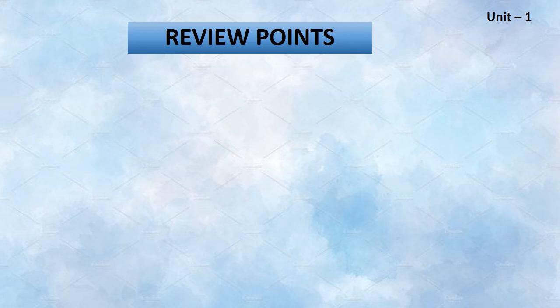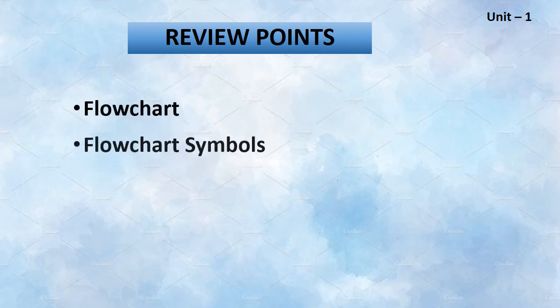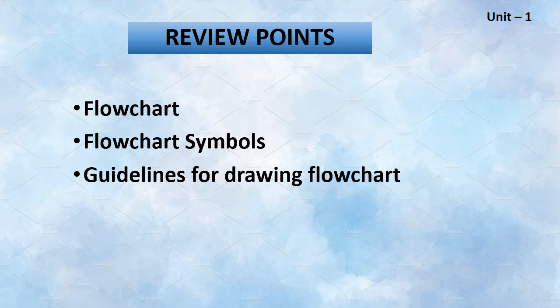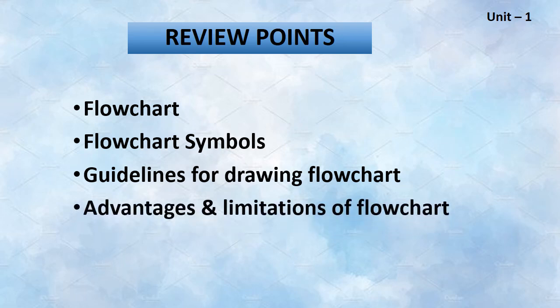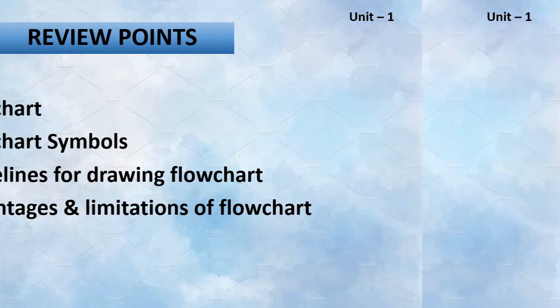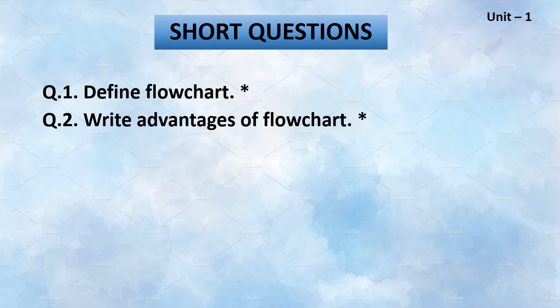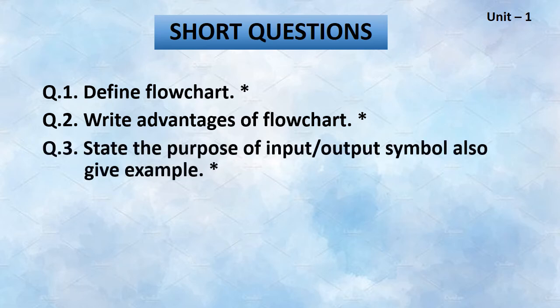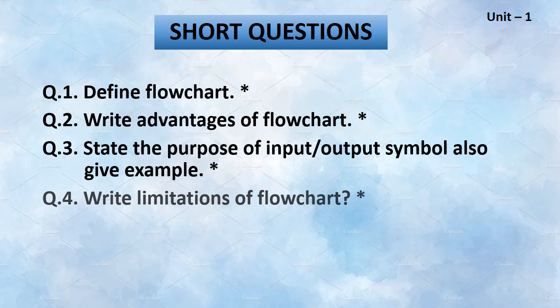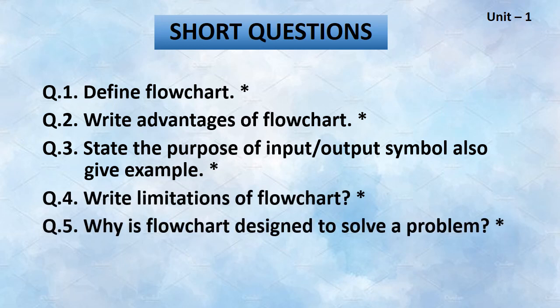Today we have learned flowchart, its symbols, guidelines for drawing flowchart, its advantages and limitations, and I hope you have understood all the topics. All these short questions are very important. Define flowchart, write advantages of flowchart, state the purpose of input-output symbol, also give example, write limitations of flowchart, why is flowchart designed to solve a problem. These are all taken from the board papers.